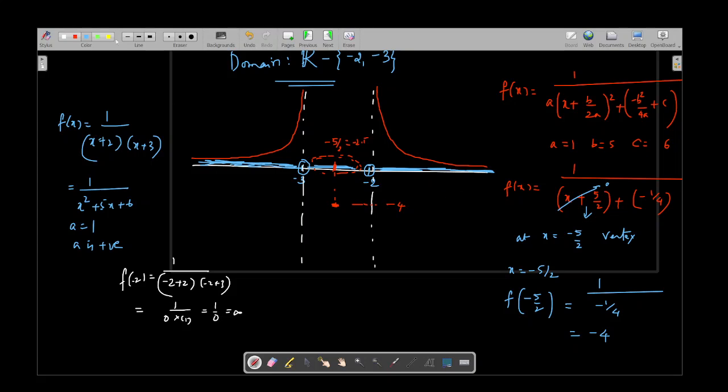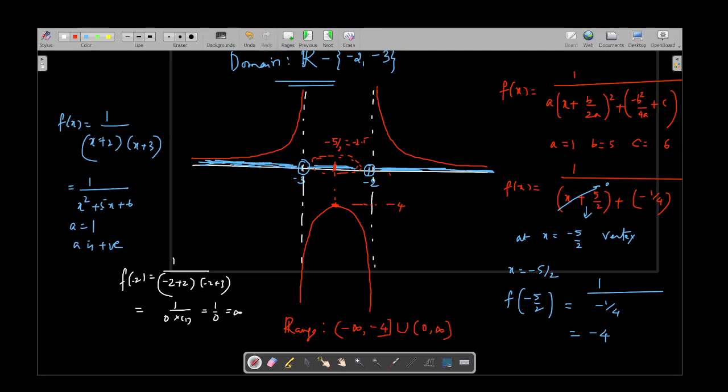The curve would look like this. It attains minus 4 and it goes to minus infinity, and from here also it goes to minus infinity. So this diagram helps us to find the range of this particular function. So the range is from minus infinity to minus 4, and from 0 to infinity.